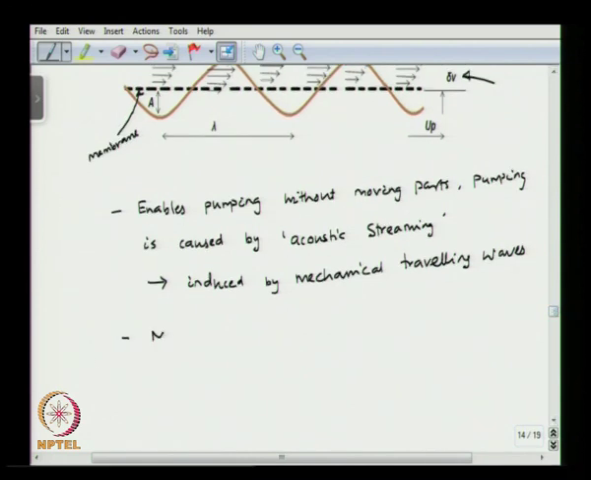So, these mechanical waves are excited using interdigitated electrodes, transducers placed on the thin membrane.